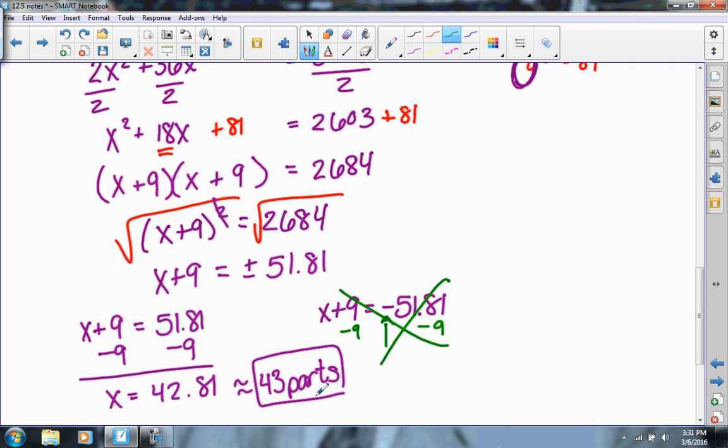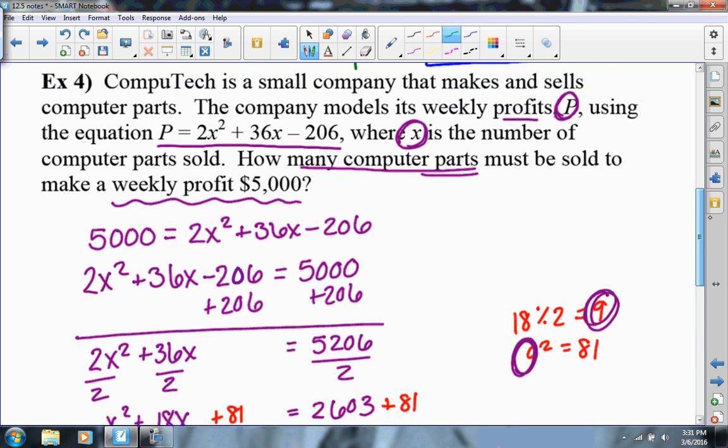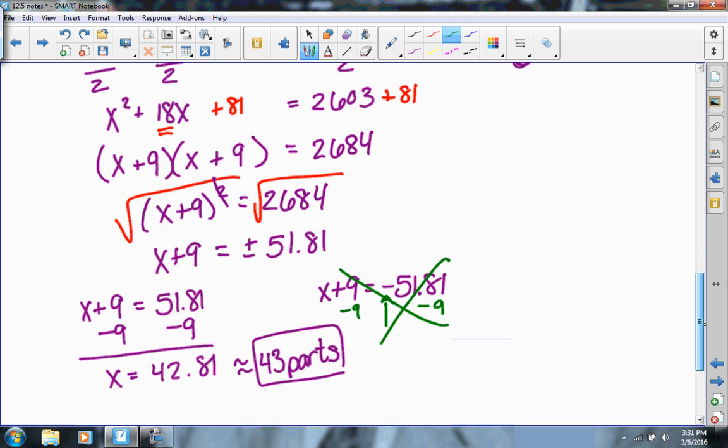So our final answer then is going to be 43 parts. And again, if we wanted to write that as a whole sentence, we would say that Computech needs to sell 43 parts in order to make $5,000 in profit. That's what is happening here for this problem.